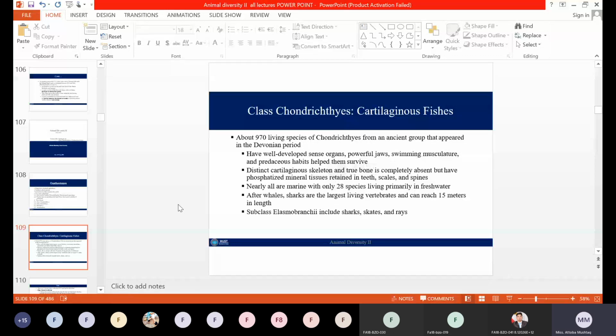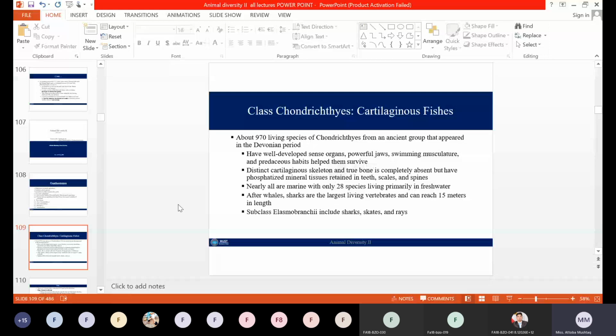So this class Chondrichthyes is further subdivided into subclasses, and Chondrichthyes has two subclasses, that is subclass Elasmobranchii, and the second subclass is Holocephali. First, we will discuss subclass Elasmobranchii. These include sharks, skates, and rays. Their cartilaginous skeleton is partially ossified or partially bony.